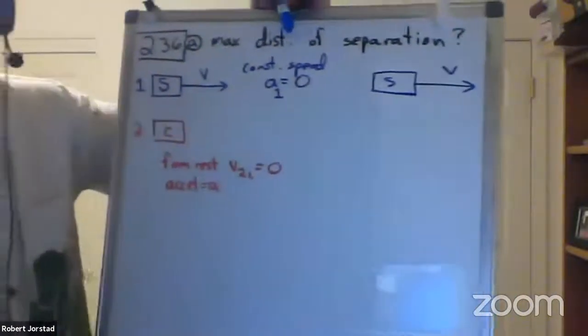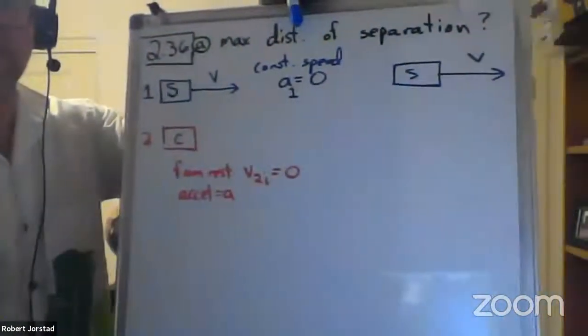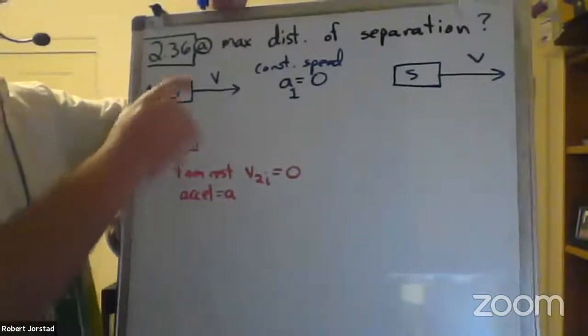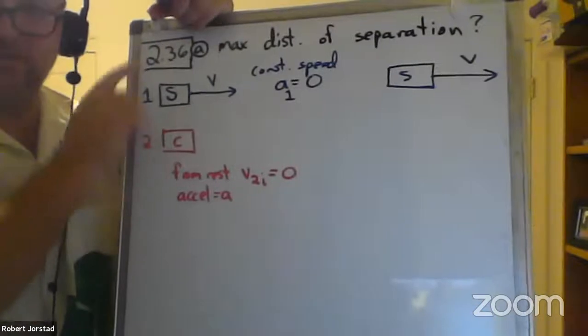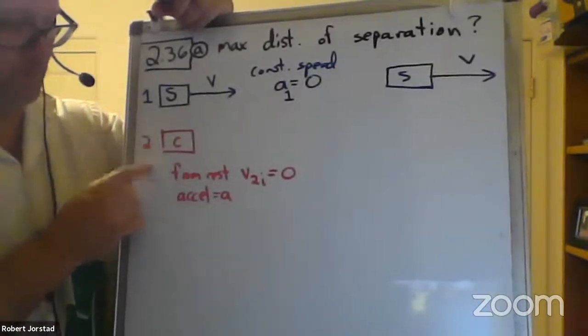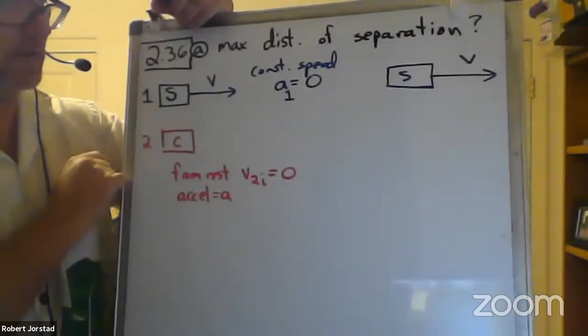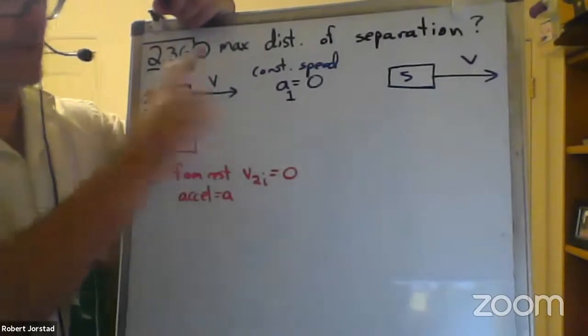So here's one of the things that I'm thinking about here. All right, so we're looking for the maximum distance of separation. What I did is I did two different colors, one for the cop and one for the speeder. And the speeder goes flying past the cop.